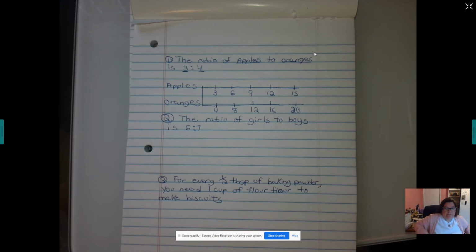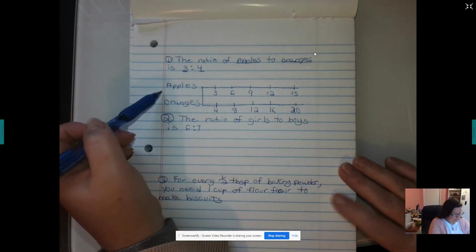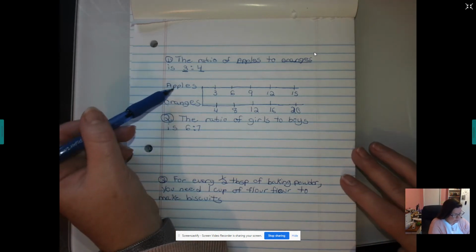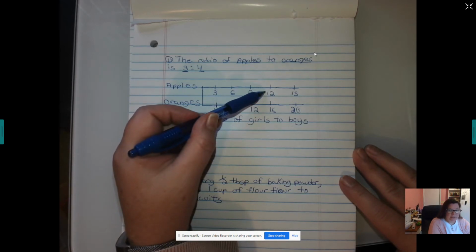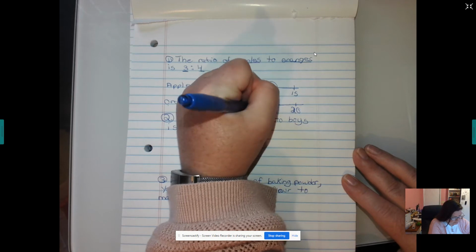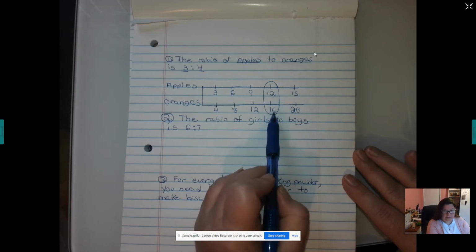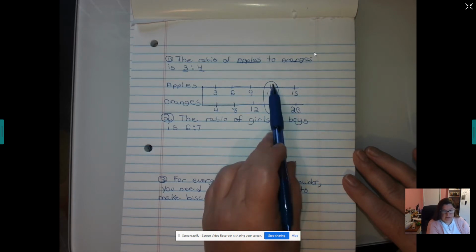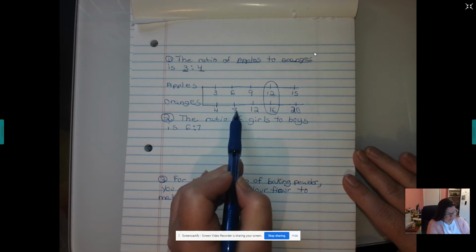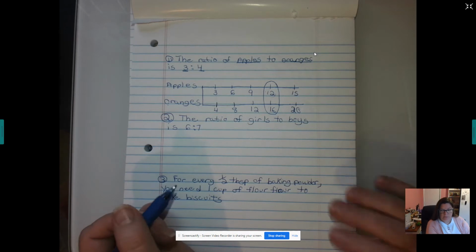And that's all we're doing. Now, once we've got it done, then you can answer questions off the double number line. For example, if I say, if I have 12 apples, how many oranges would I have? Well, there's your 12 apples. When you have 12 apples, you have 16 oranges. You read down. You're really just creating an equivalent fraction table here, but it helps us solve word problems.